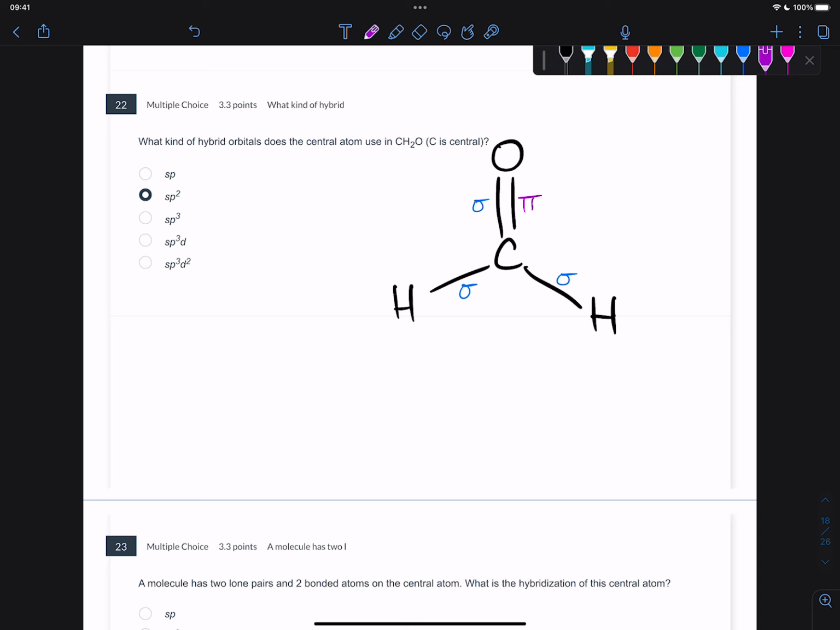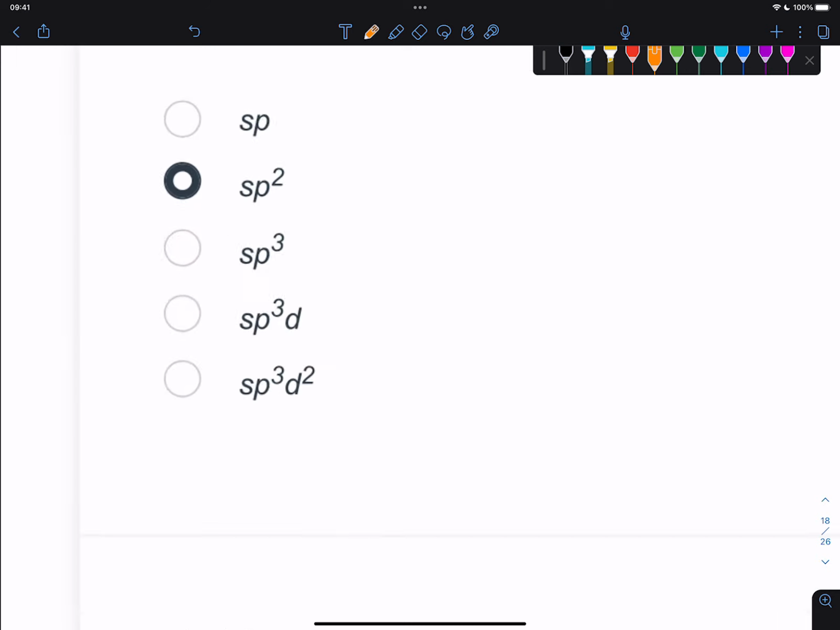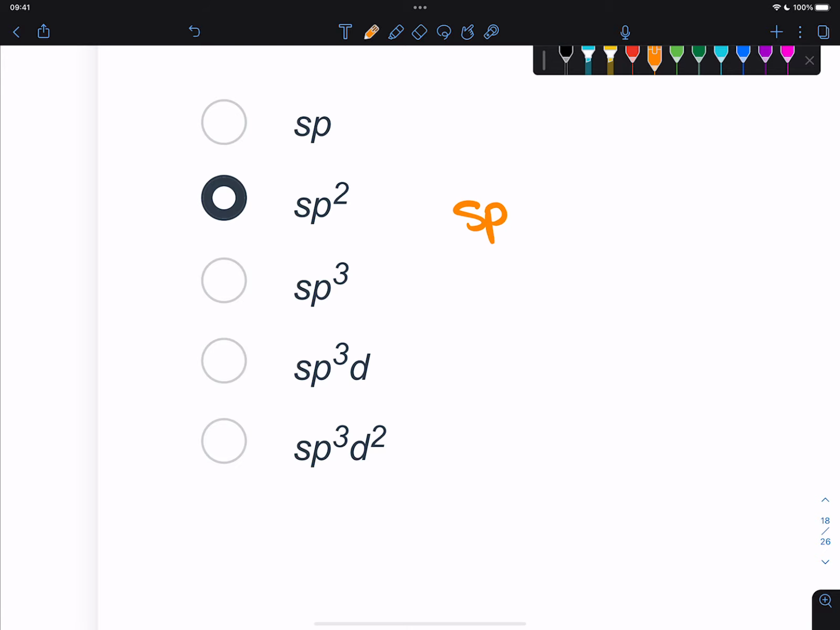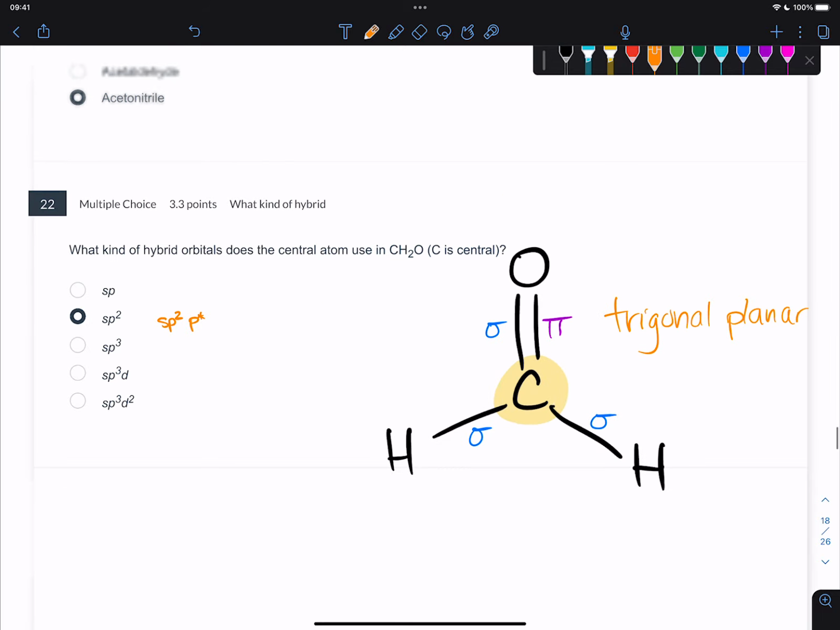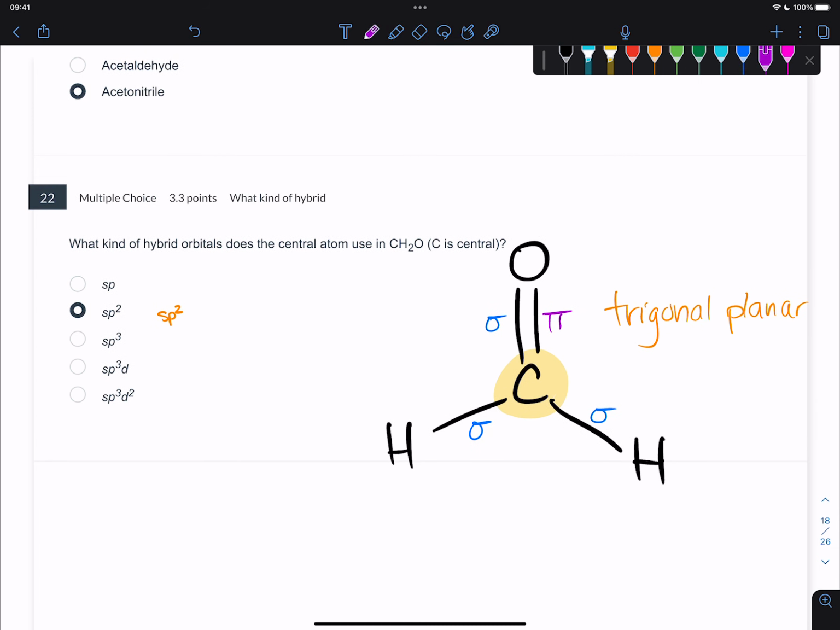The easiest way that I tend to think about it is this. This central atom here, this carbon, has a trigonal planar shape. So this entire molecule has trigonal planar, so flat triangle, geometry. Trigonal planar geometry is going to correspond to sp2. So you can think about this as sp2 with a pure p orbital. The easiest way that I remember this is that trigonal planar, or flat triangles, are going to be sp2.